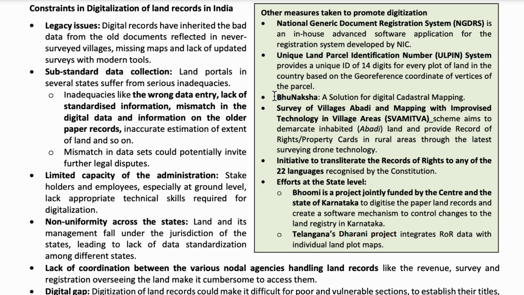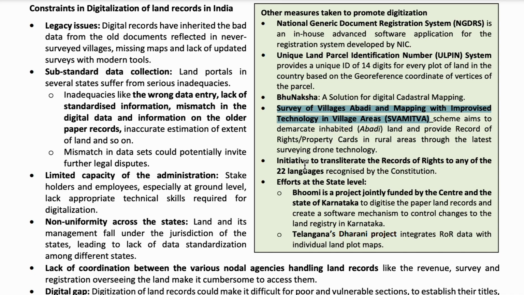And next is Bhunaksha. Bhunaksha is the digital real estate boundary mapping solution. And next is the Swamitva scheme. Swamitva is survey of villages, abadi, and mapping with improvised technology in village areas. So this provides surveying in rural areas by using drone technology, and provides land records to the poor people and rural people.